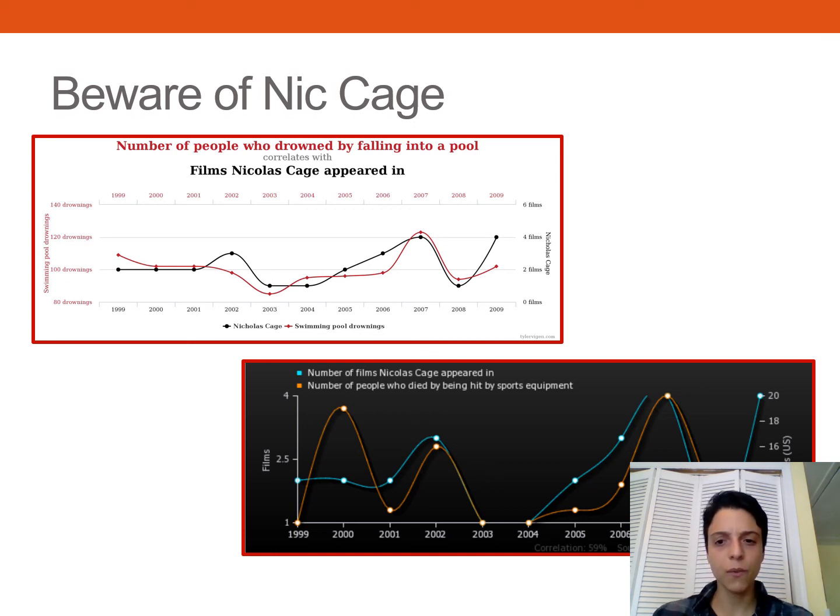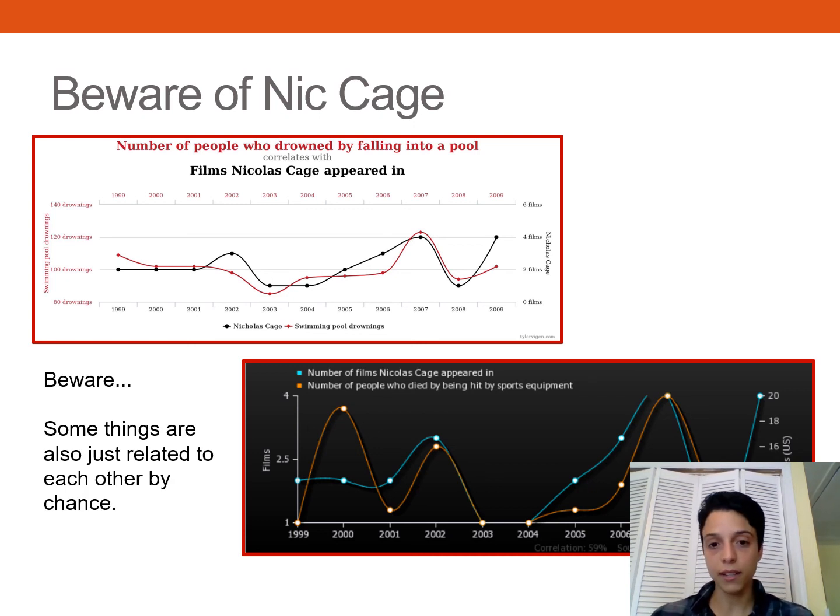And you might be sitting here thinking, what is the third variable that could cause Nick Cage to appear in films and also cause drownings and also cause people to die by being hit with sports equipment? Something to keep in mind when you're thinking about correlations is that chance is a factor as well. Sometimes things are just related to each other by chance, which is what you might see here. But this is another good example of correlation not equaling causation. In this case, your other explanation for why these two things are correlated is just pure random chance.